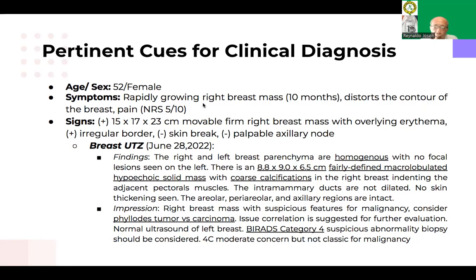Of course, as clinician, ganun din tayo. We're not 100%, okay. But at least we now have the aid of the ultrasound to complement our process of decision making.